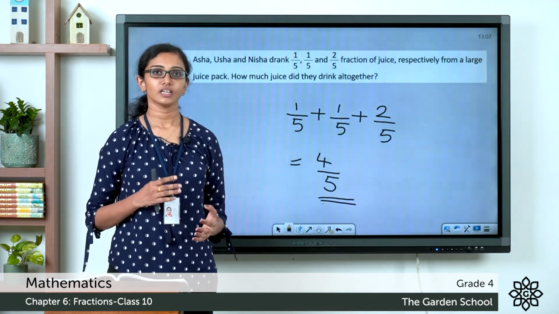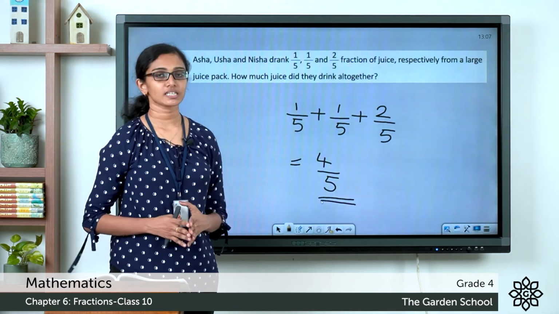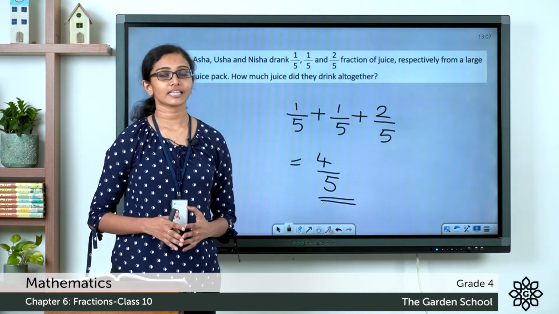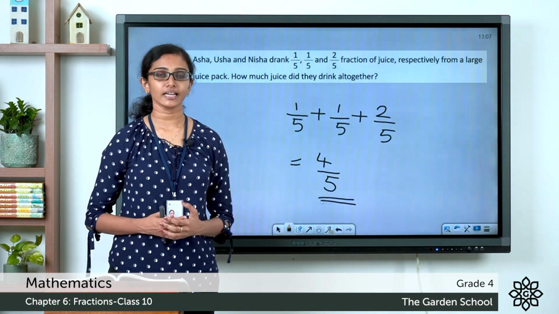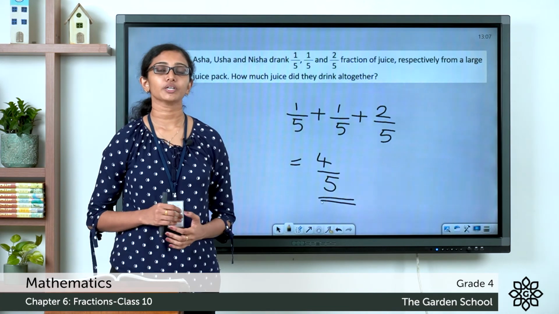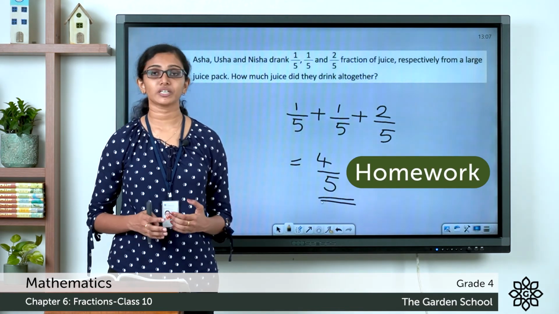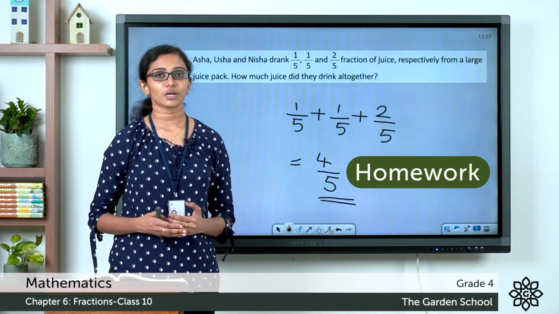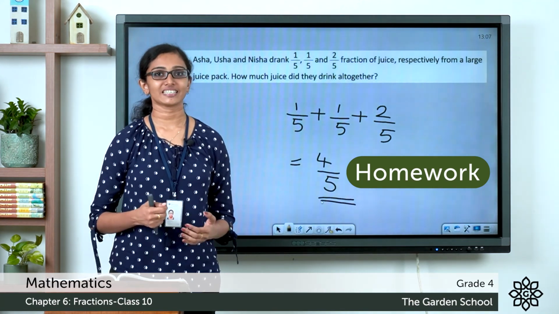Clear? Children, I hope these questions are clear to you. Now you have to go through all the topics and the exercise that we learned in this chapter once again. And then as a homework, you have to do the worksheet given in page number 101 of your textbook. So once you are done with that, please do take a picture and send us to Teams.